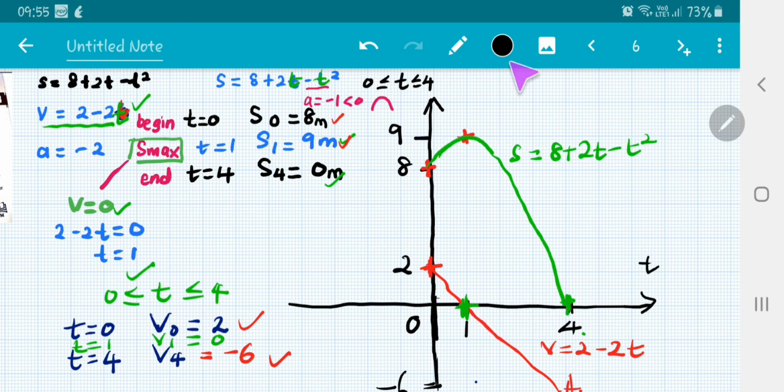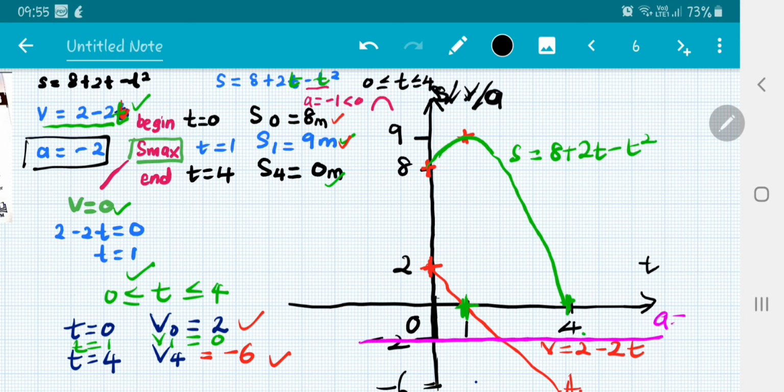You can label this graph as V, and one more is the acceleration graph. A equals negative 2 means it is a straight line. So put negative 2 here, and you can draw a straight line. So this is a = -2, the acceleration graph. So complete.